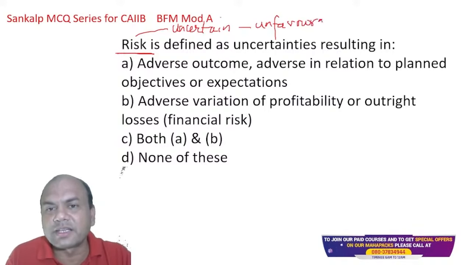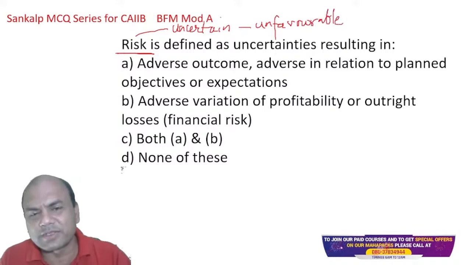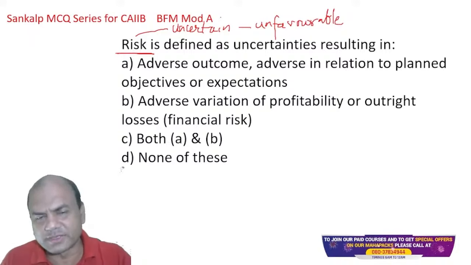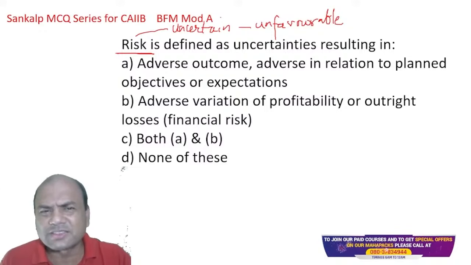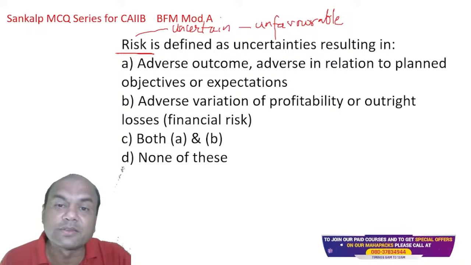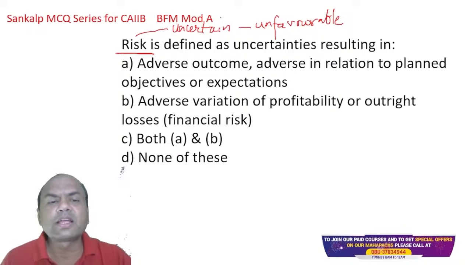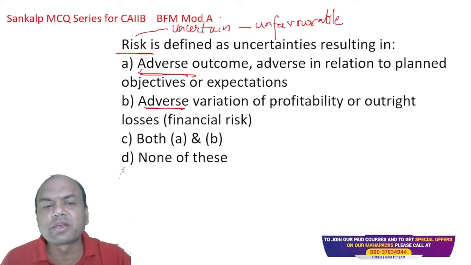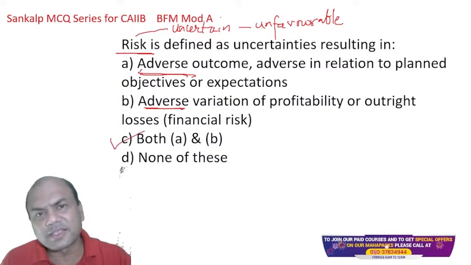Let's consider one simple thing. You buy a flat for 40 lakhs. Now the value of that flat goes up from 40 lakhs to 70 lakhs. Are you at risk? No, not at all. Risk is when the value of that flat goes down from 40 lakhs to 30 lakhs. Then you are at risk. So what is the answer here? Adverse means not in my favor. Adverse variation, not in my favor. So the answer is both.